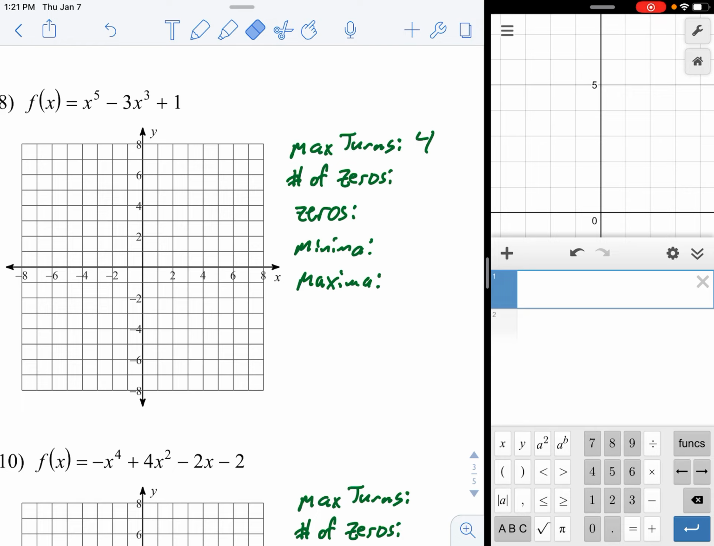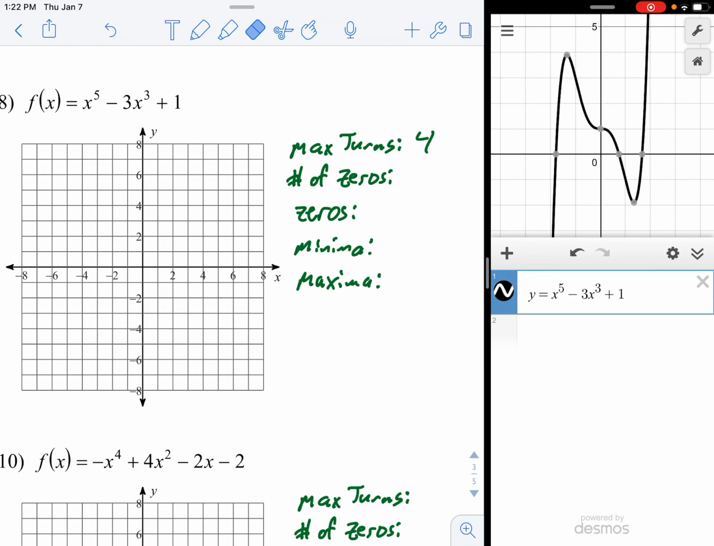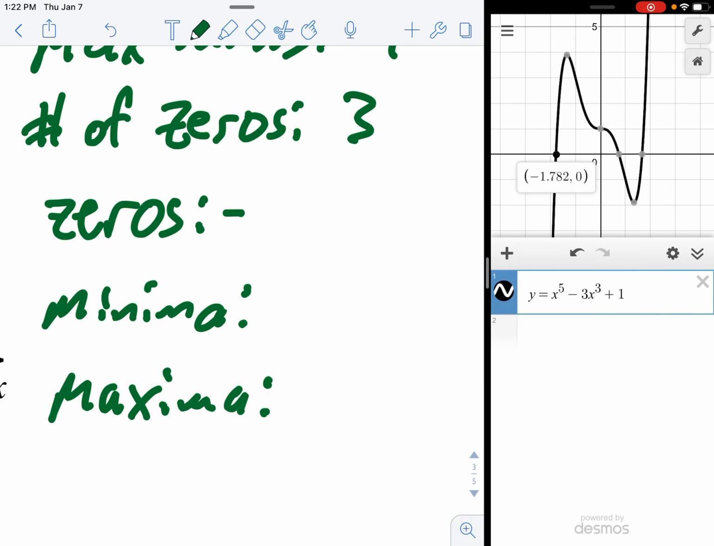So, all right, y equals x raised to the 5th minus 3x to the 3rd plus 1. Oh, look at that. Okay, the number of zeros, there appears to be 3 zeros. Oops, can't write with the eraser. There we go, 3 zeros. What are they? The first one is negative 1.8. And hopefully you're good with the rules of rounding. You know, 1.78 rounds up, right? The next one is 0.7. And the next one is 1.7.